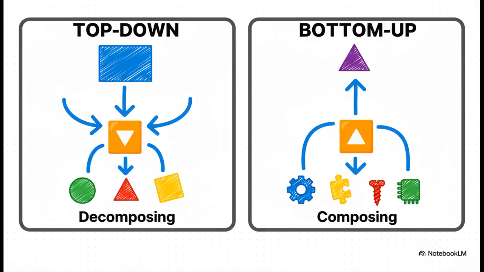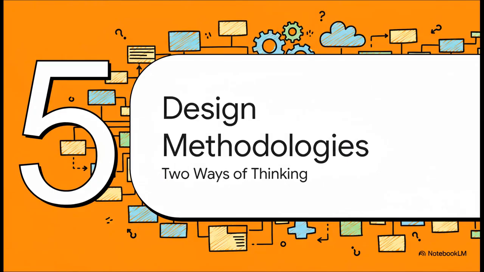This is perfect when you're designing a brand new system from the ground up. Now, bottom-up is the total opposite. You start with existing low-level components, maybe from a library you already have, and you build them up into larger and larger systems. This approach is fantastic when you want to create a new system by reusing a bunch of existing parts.